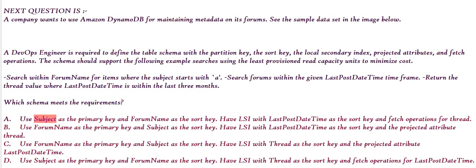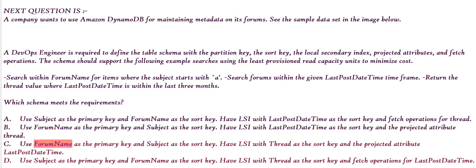A. Use subject as the primary key and forum name as the sort key. Have LSI with last post date time as the sort key and fetch operations for thread. B. Use forum name as the primary key and subject as the sort key. Have LSI with last post date time as the sort key and the projected attribute thread.